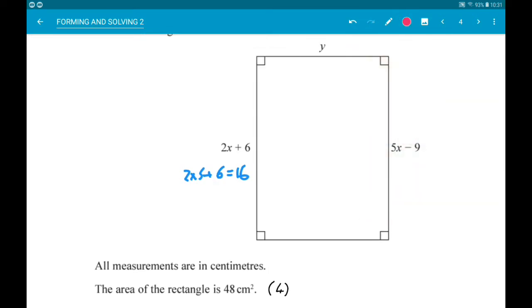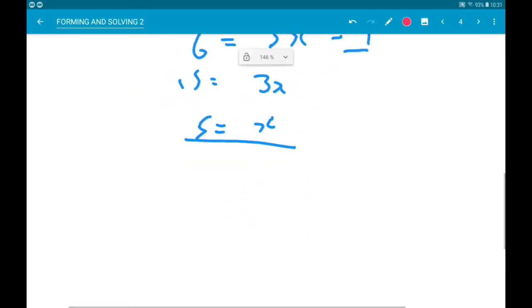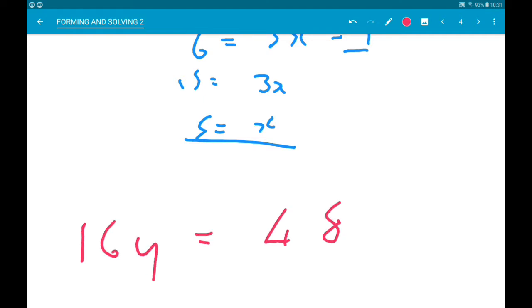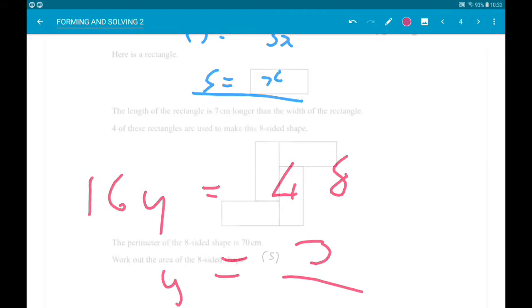We can now work out the area in terms of y. So, the area in terms of y is 16 times y. We know the area as a number is 48. So, we then know that 16y is equal to 48. We want to get y on its own, so divide by 16, we get y is indeed equal to 3.